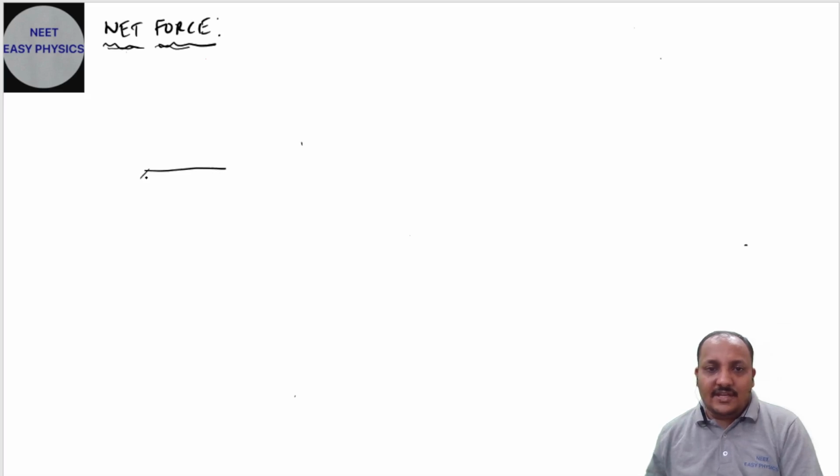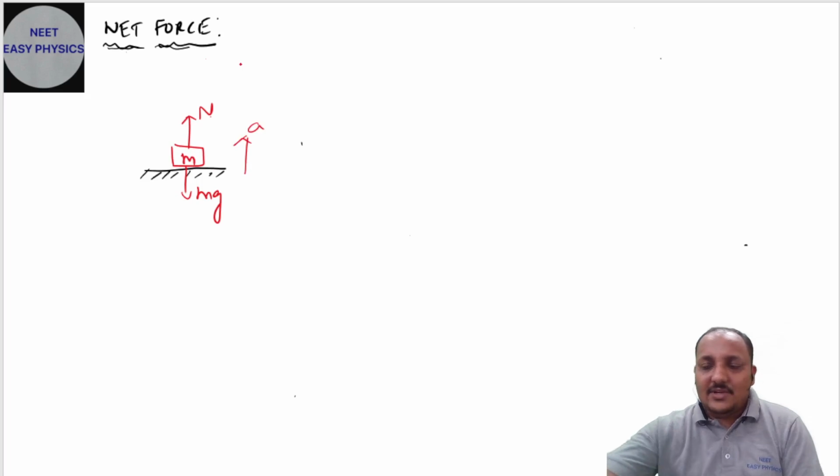If you take any object on a surface, how many forces are acting on that mass? Two forces: one is the gravitational force, and the other is the reaction force. Let us assume we make this object move upward with acceleration a. Then what is the resultant force?